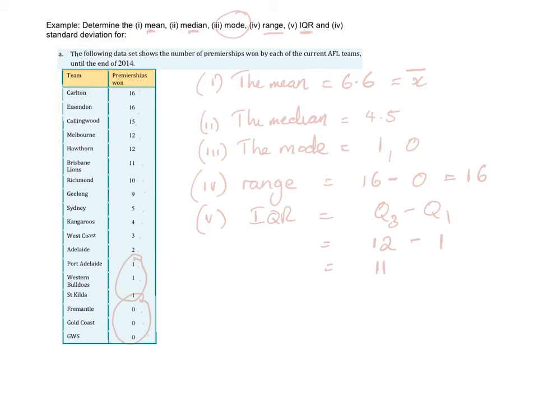The next bit we're looking for is the standard deviation. Standard deviation is sx, and when you're looking on your calculator, you will find that the value is 5.99. Remember, that is the distribution from the mean. The mean value was 6.6. So standard deviation is 5.99.